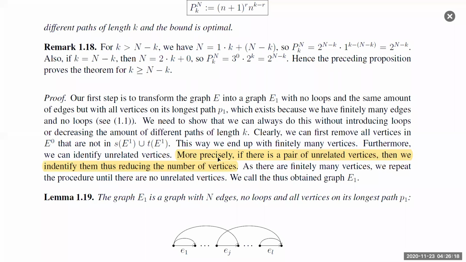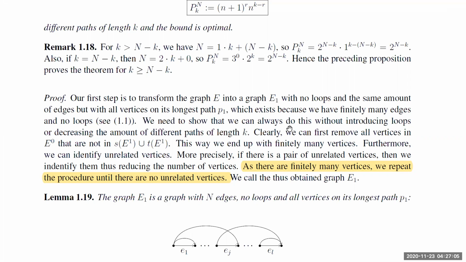So more precisely, if we have a pair of unrelated vertices, then we can identify them, thus reducing the number of vertices. And because we just ensured the finiteness of the set of all vertices, there are finitely many of them, we can obviously repeat this procedure until there are no unrelated vertices. Because as long as we have any two vertices that are related, well, I should say different vertices, because now that we established that every vertex is related to itself, well, of course, we cannot remove all vertices, right?